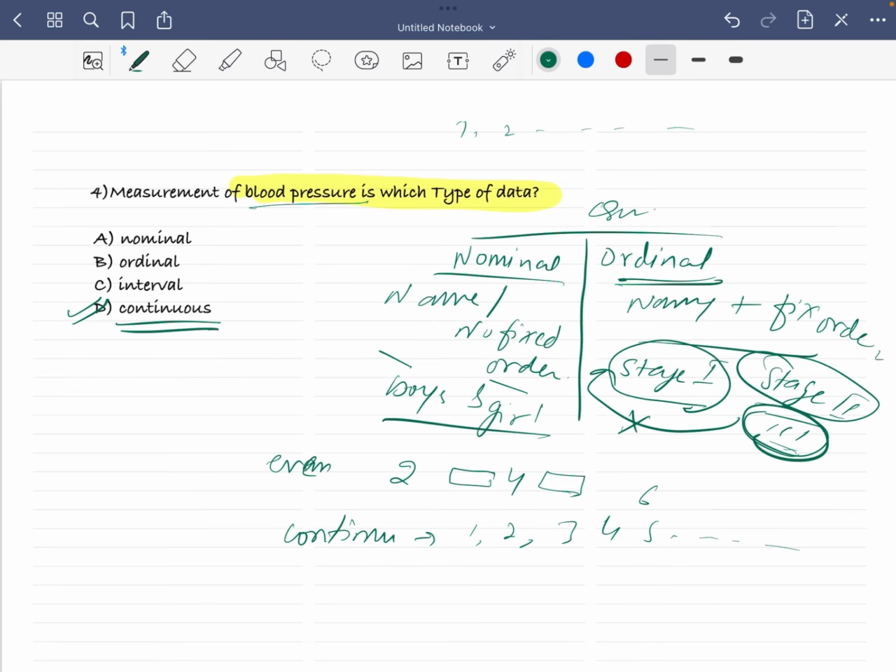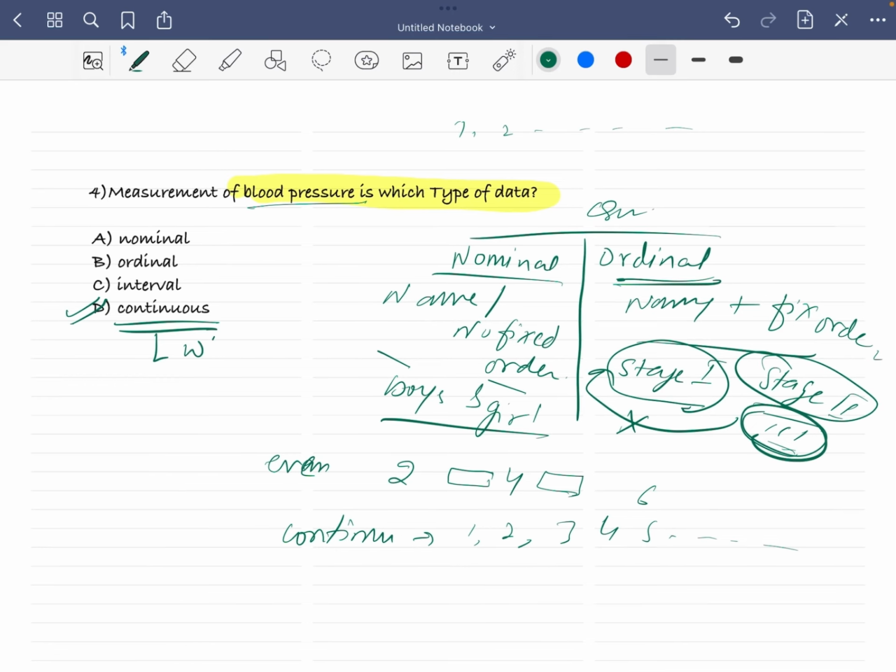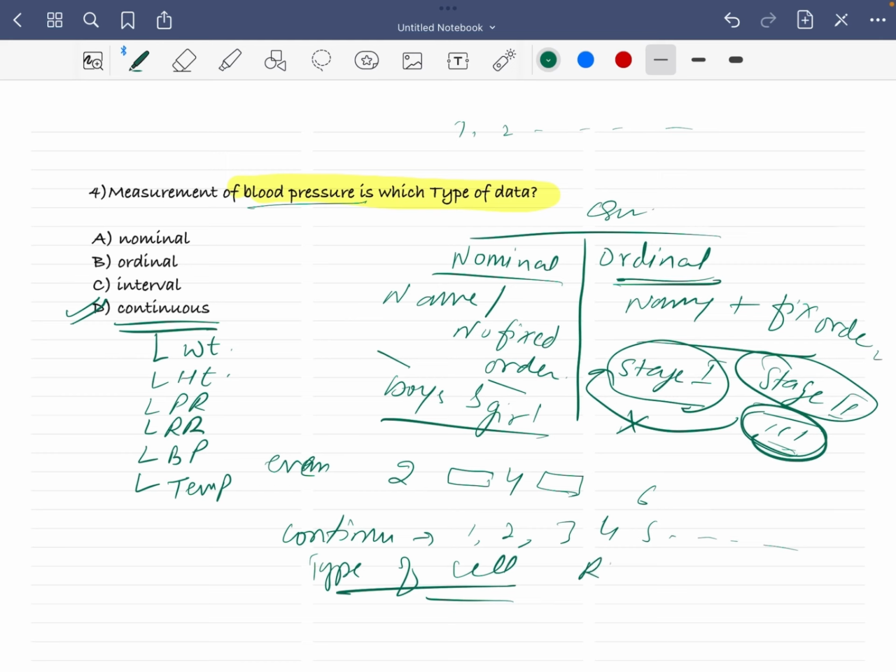What else are continuous data? Weight is continuous data. Height is continuous data. Pulse rate, respiratory rate is continuous data. Blood pressure is continuous data. Body temperature is continuous data, right? And if you talk about other data, for example type of cells, red cells, RBC, WBC, that's nominal data, right?